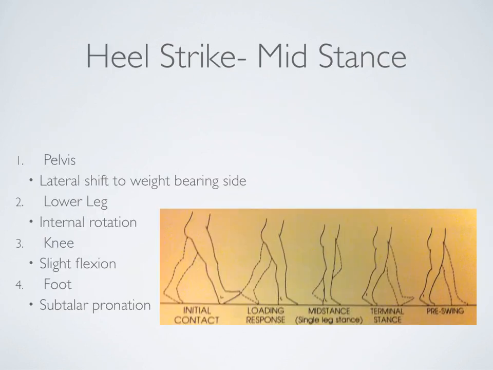Heel strike to mid stance. The pelvis shifts laterally into the weight-bearing side about 25 millimeters. First, the TFL activates, followed by the gluteus medius during hip extension. The lower leg internally rotates. The knee slightly flexes through an eccentric quadriceps activity, and the foot moves into subtalar joint pronation, then subtalar joint supination to create a stable lever for push-off.